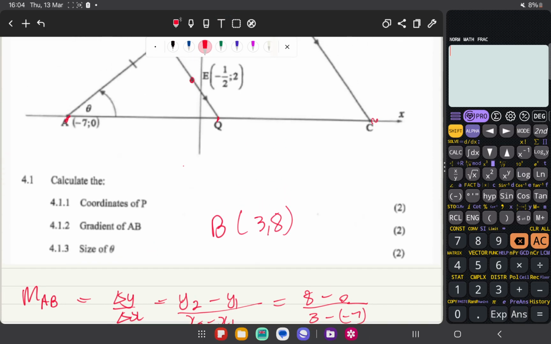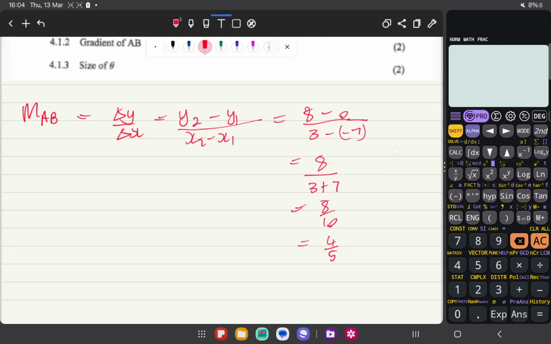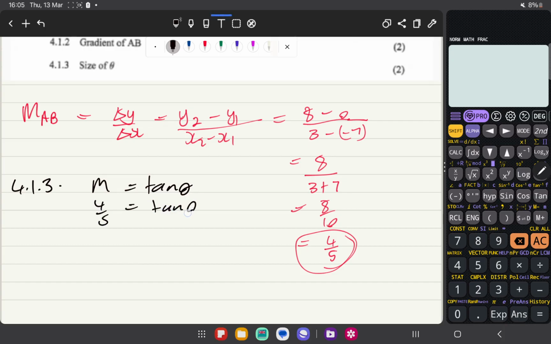And now theta. So look at the size of theta. We're just going to use the angle of inclination, using the gradient we have found here. So to do this one, 4.1.3, you know that the solution is what? What's the formula? m is equal to tan theta. So I have m, which is 4/5, equals tan theta.